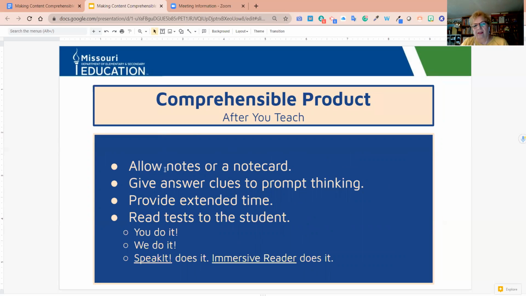Some of the ways we've done this is allowing them to use notes or note cards when they take the test, giving them those sentence stems or clues to prompt their thinking, extra time, reading the test to them. And these two tools, Speak It and Immersive Reader, could be used for that, so that you give the assessment online, like a lot of the assessments they're taking now do. And they can listen to it and then answer the questions. You could also use Flipgrid to give assessments where it asks a question and the students could give a verbal response.